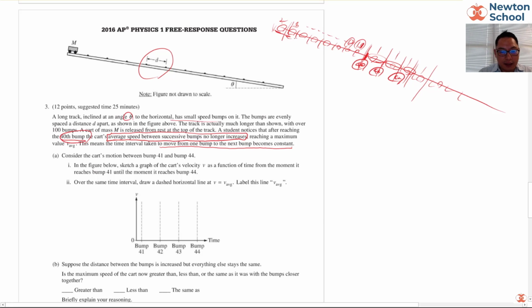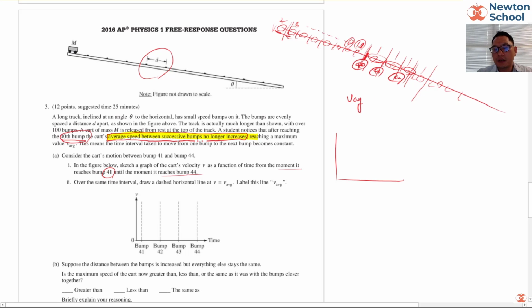All right, sketch the velocity as a function of time from the moment it reaches the 41st bump until the 44th. But the question says here the average speed is constant. Okay, it does not increase anymore. But what is average speed? So I was talking about v average.